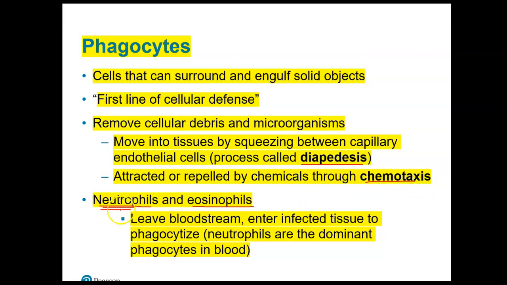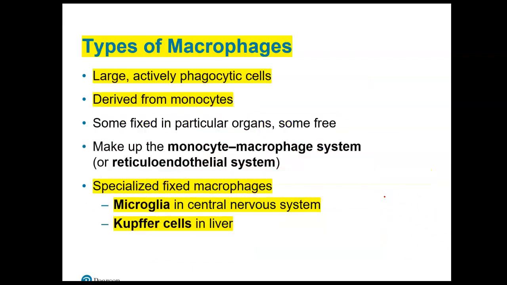Two phagocytes are neutrophils and eosinophils. These are white blood cells that leave the bloodstream and enter infected tissue to phagocytize bacteria or other material. Anyway, it is important that you know that neutrophils are the dominant phagocytes in the blood. And when we talk about the first line of cellular defense, neutrophils come first. But eosinophils are phagocytes also, and they function more in parasitic, like worm, infections.